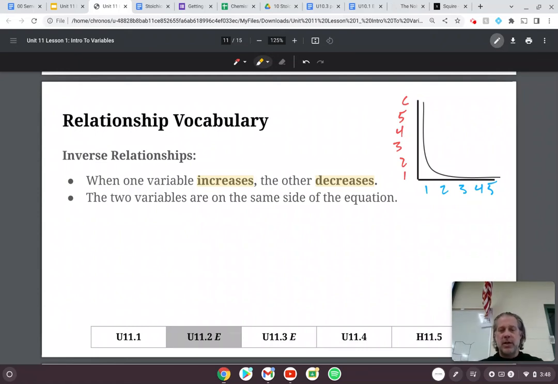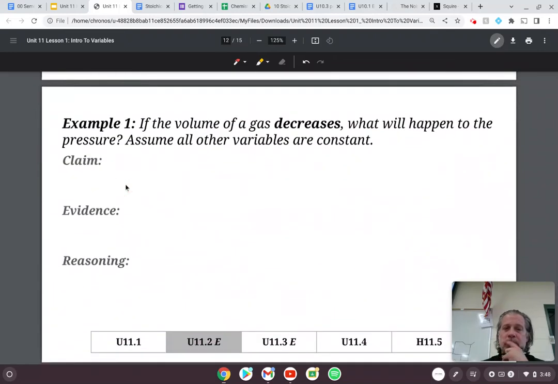Those two variables end up on the same side of the equation. So in this case, that's another major relationship that we have, and we can use those two ideas of an inverse relationship or a direct relationship to make some claims about what can happen with a gas. So we're going to practice that right here.